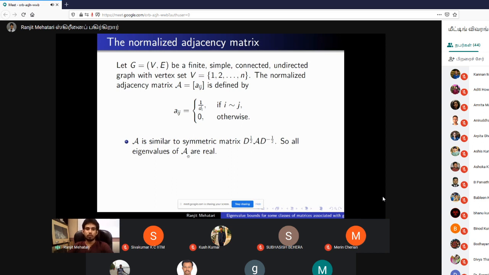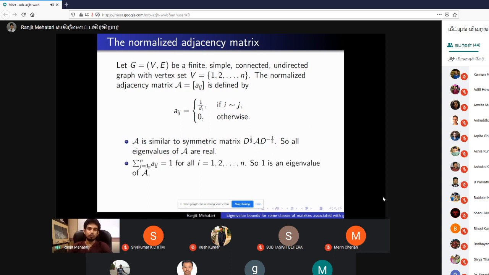The normalized adjacency matrix is similar to the matrix D to the power half times the adjacency matrix A times D to the power half, which has entry 1 by square root of d_i d_j if i and j are connected, and 0 otherwise. So that matrix is a symmetric matrix. That gives that all the eigenvalues of the normalized adjacency matrix are real.